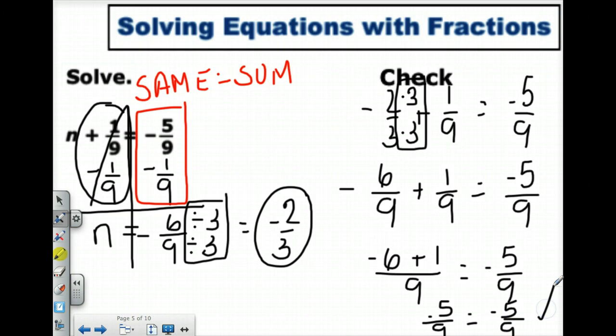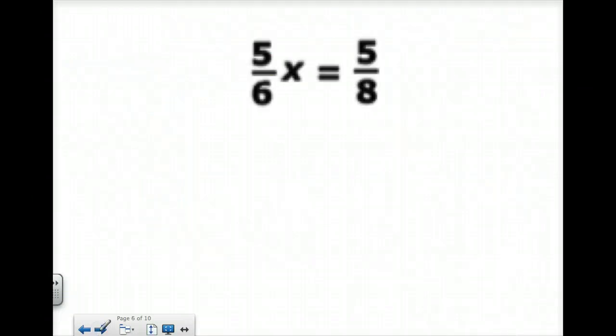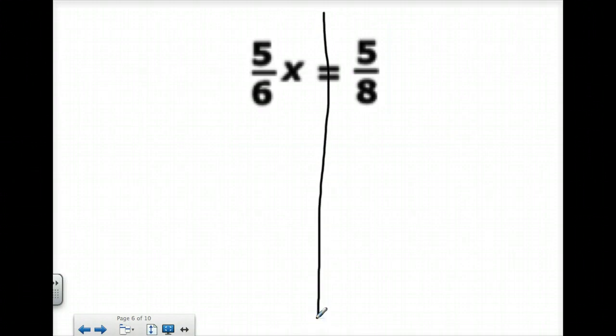Check. Okay, so we've done 3 examples with adding and subtracting. Let's switch gears. Our next question says 5/6x is equal to 5/8. Line through the middle. What operation is happening over on the left-hand side?